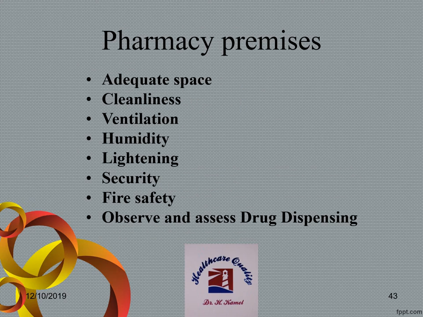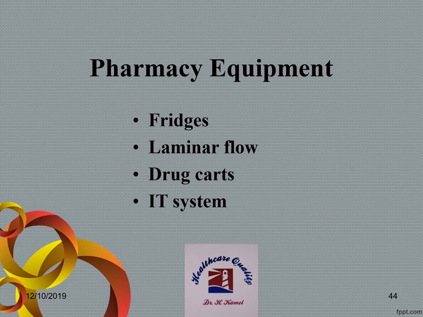Medication use system tracer also includes the following. Number one, pharmacy premises: adequate space, cleanliness, ventilation, humidity, lighting, security, fire safety, and drug dispensing. Number two, pharmacy equipment: fridges, laminar flow, drug carts, and IT system.